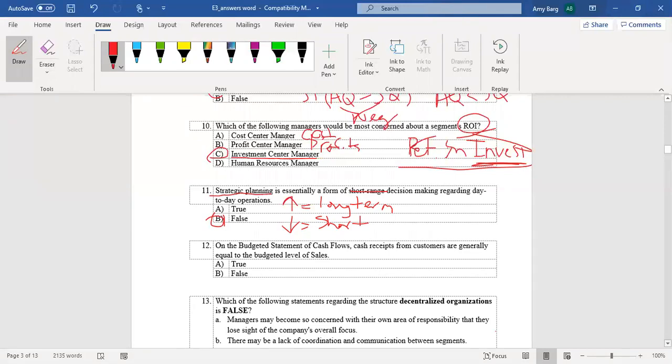On the budgeted statement of cash flows, cash receipts from customers are generally equal to the budgeted level of sales. There are a lot of reasons why those two things might not necessarily be the same, but one of the big ones is that not everybody pays in cash, right? So this is going to be false.